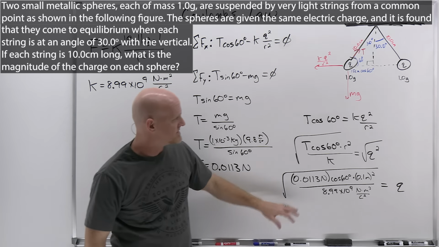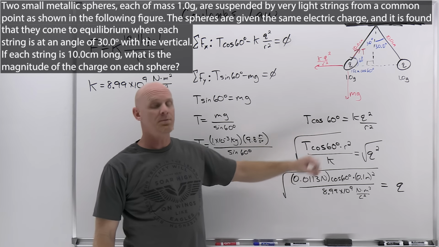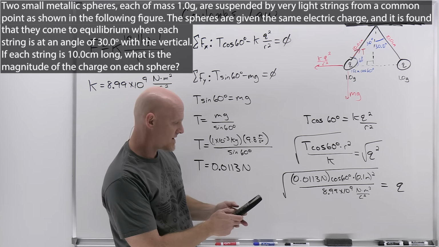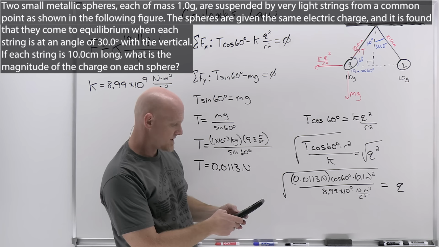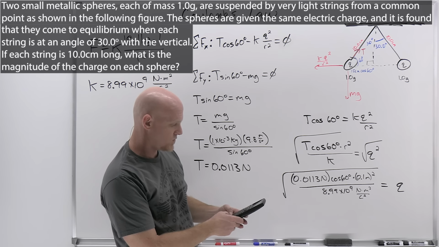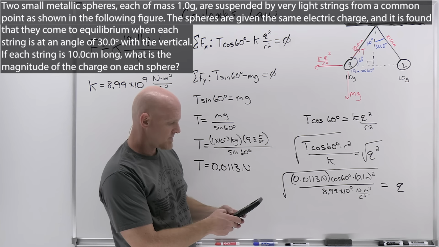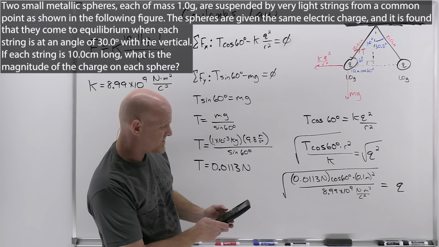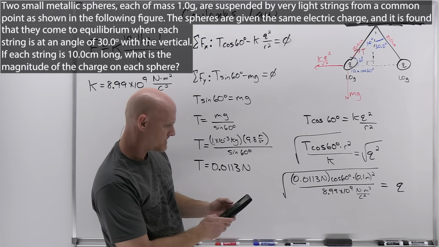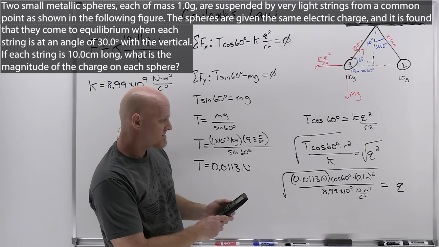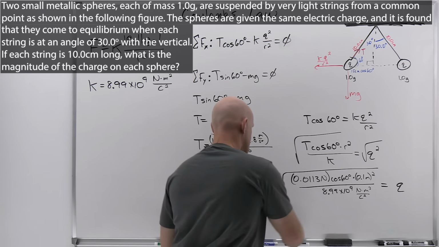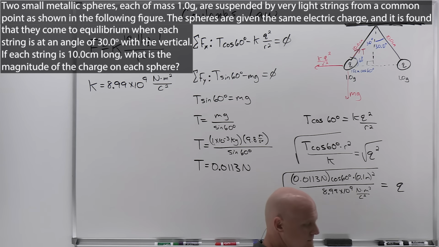We could have done this in steps, but sometimes it's convenient just to solve for your variable before you plug all the numbers in. So in this case, 0.0113, and it's the last answer of my calculator, I'll leave that there, times the cosine of 60 times 0.1 squared and divided by 8.99 times 10 to the 9th. And that's going to get me 6.29 times 10 to the minus 15. We'll take the square root of that and get 7.93 times 10 to the minus 8. And in the end, it looks like 2 sig figs, so I'll round that to 7.9 times 10 to the minus 8 coulombs.